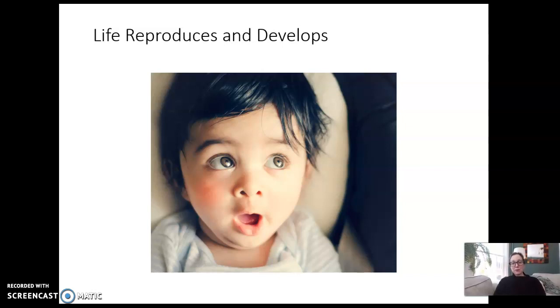Now, this is a clip art picture of maybe the most adorable child on the planet. I don't know, but I couldn't resist putting this one in.